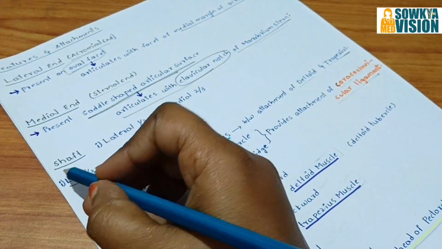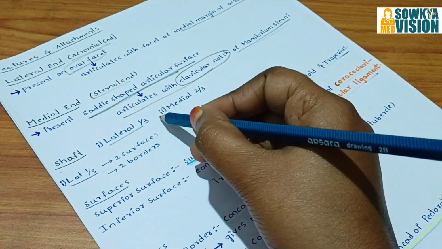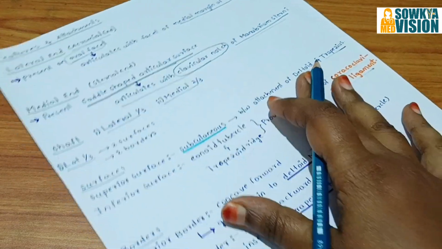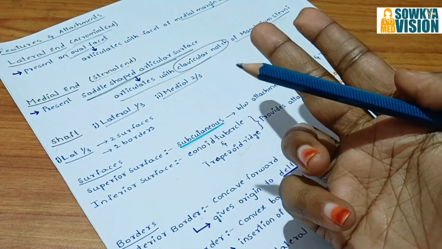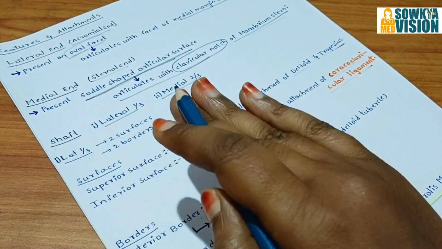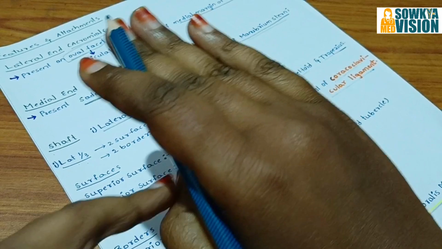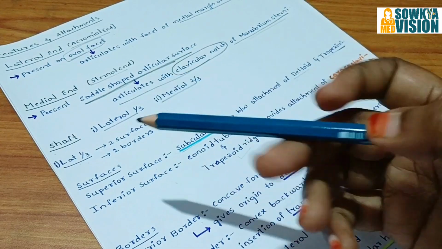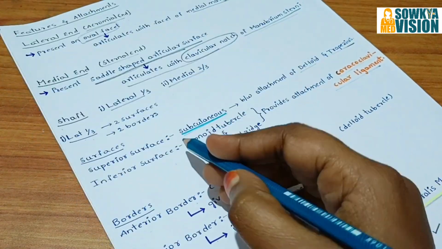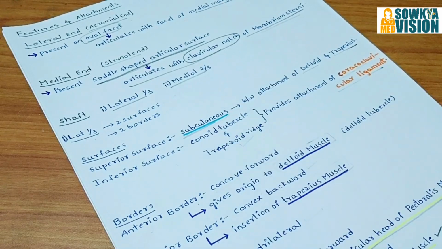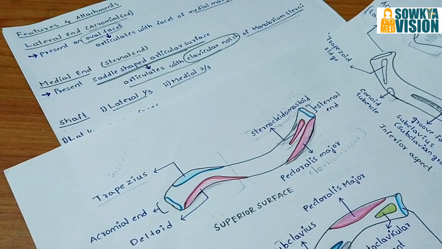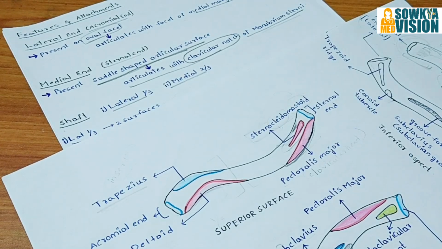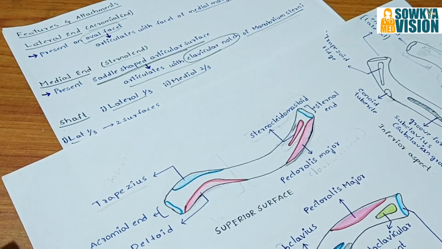Yes. Shaft, containing again 2 parts, lateral 1/3 and medial 2/3. Lateral 1/3 contains 2 surfaces. As we said, it is flat, so it contains superior and inferior surfaces, and 2 borders, anterior and posterior. Now, surfaces. The superior surface is subcutaneous. As we said, the whole length of the clavicle is subcutaneously presented.